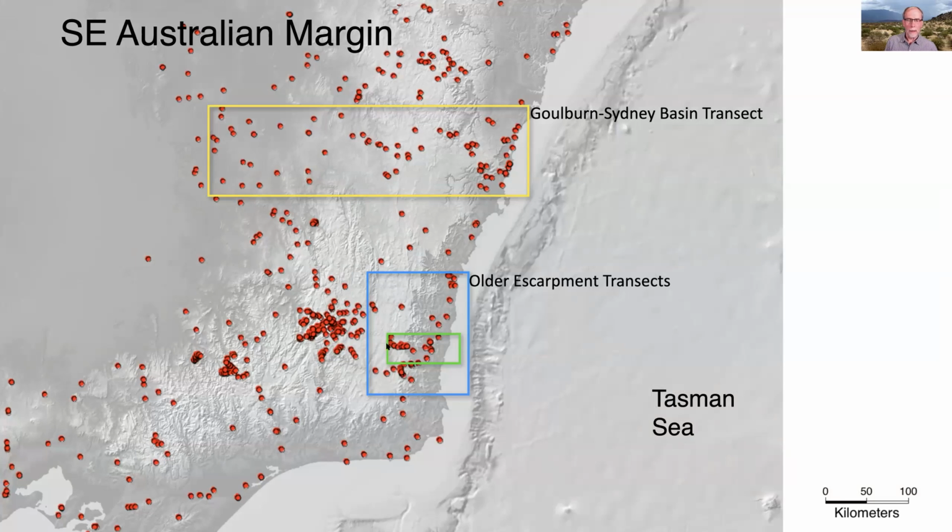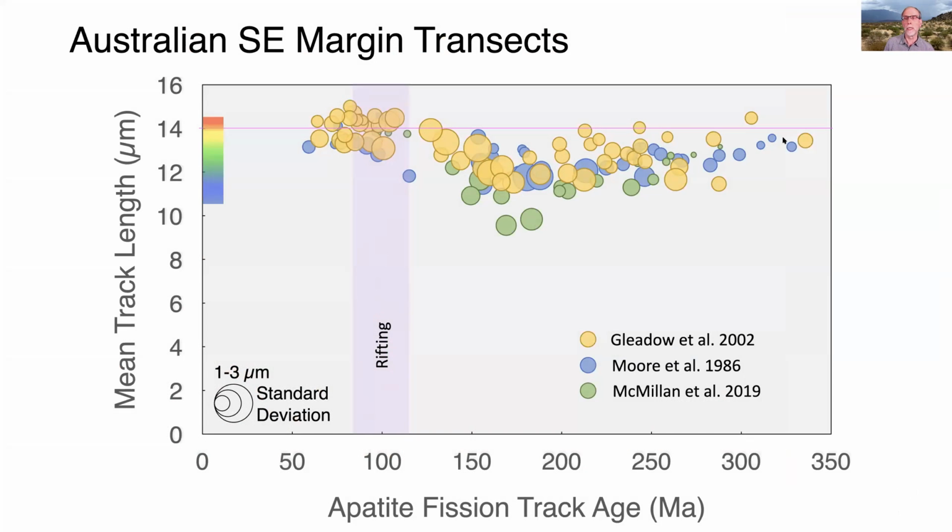Looking at a much broader regional perspective, we have a great deal more data around the region than just in that one transect, which has been repeated now in 4 different studies, at least to my knowledge, all showing much the same pattern. But if we look more broadly at that same region, at a broader transect from about Goulburn through to the southern Sydney Basin, we can see the data superimposed on this boomerang plot of mean track length against apparent apatite fission track age.